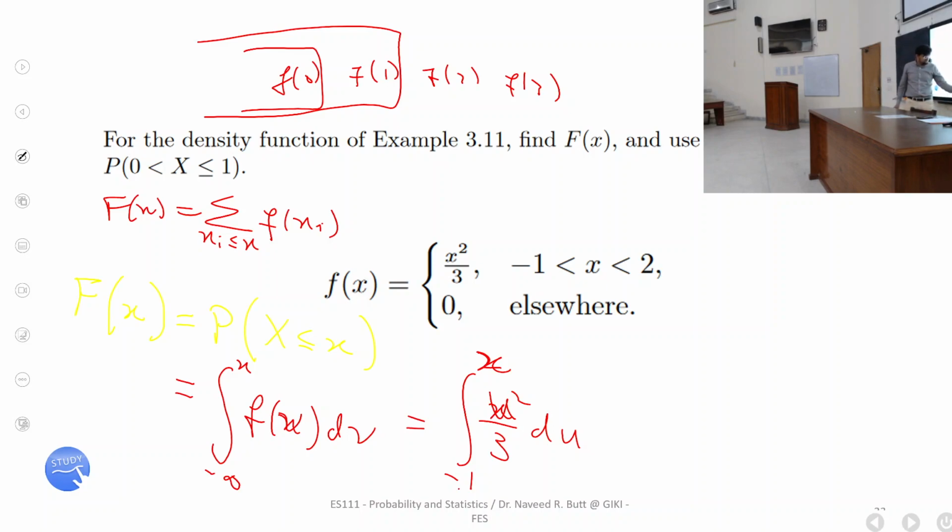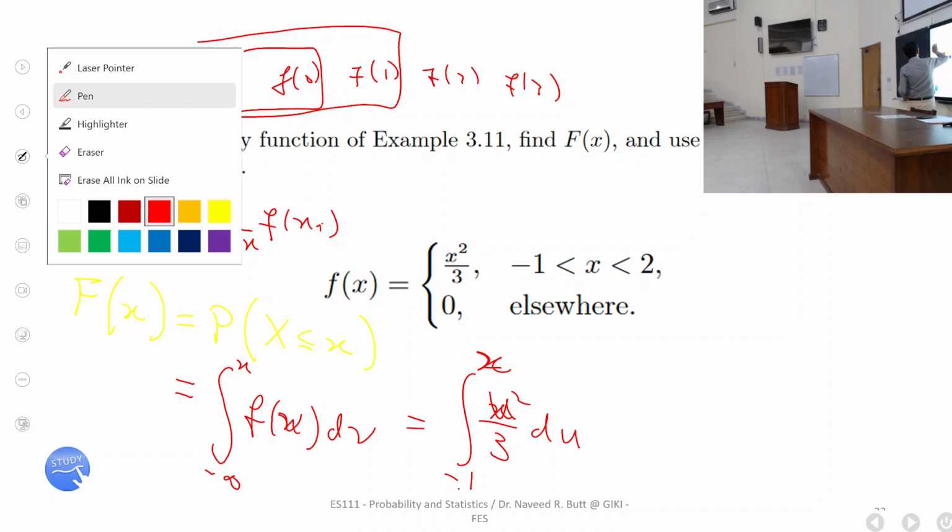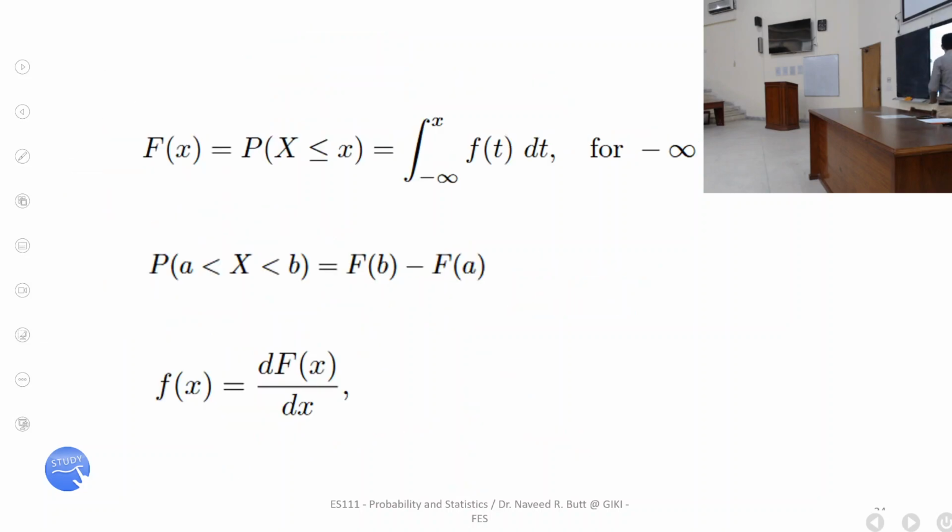Why not minus infinity to x? We know 0 है वहाँ पे, so why not start here? It's a very simple integral. Integral x^n क्या होता है? x^(n+1) over n+1, right? वो formula लगाएंगे and put x and -1 as the limits, and we will get, let's see what we get.